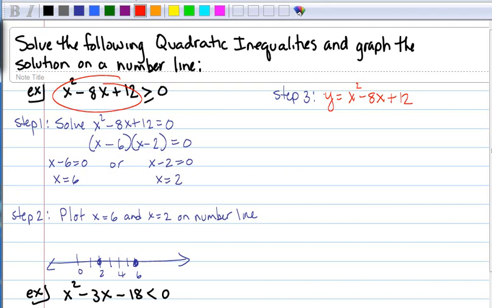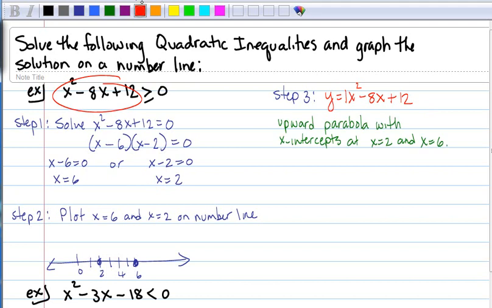Now I realize that this equation on the right in step 3 in red is a parabola. That's a graph of a parabola. It's a parabola that opens upward because the a is 1, the a is positive, so it opens upward. And the intercepts, when y is 0, by the way, the x-intercepts, are the exact solutions I found in step 1.